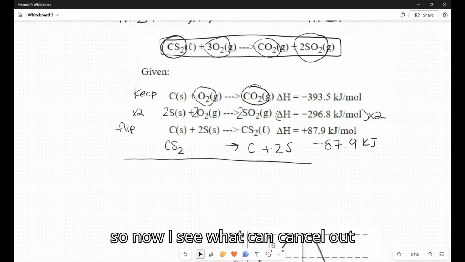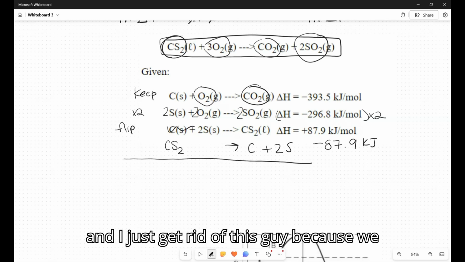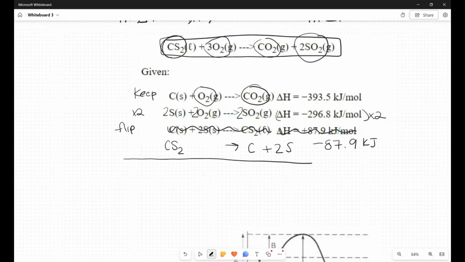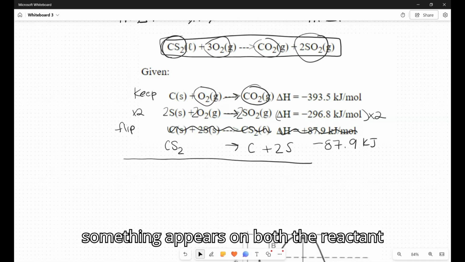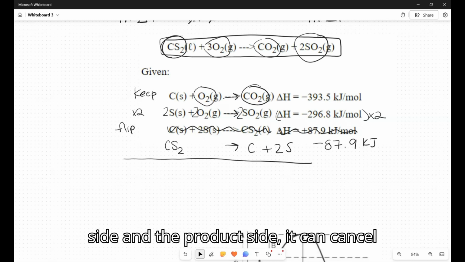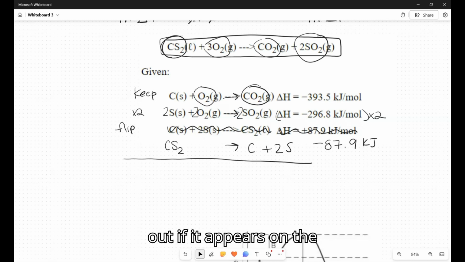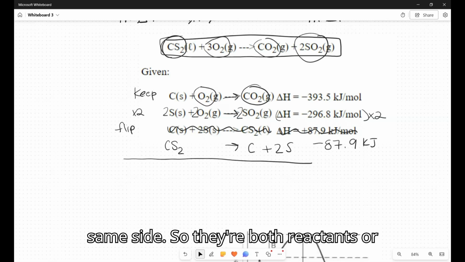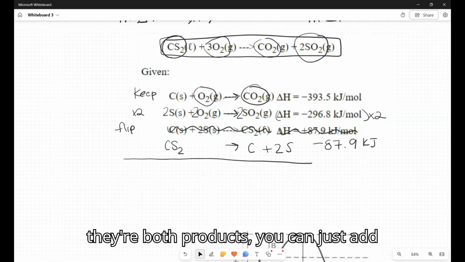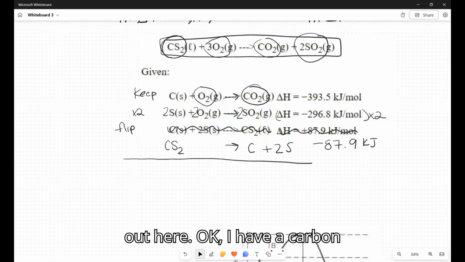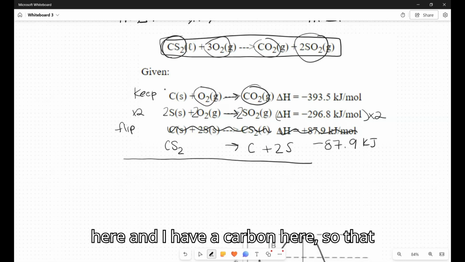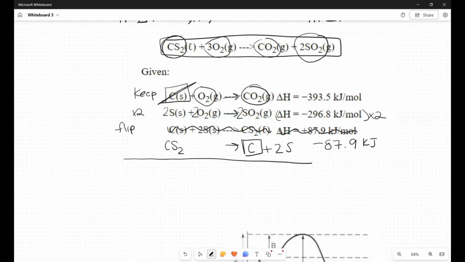Okay, so now I see what can cancel out. And I just get rid of this one because we already flipped it. So looking at the reactant side and the product side, if something appears on both the reactant side and the product side, it can cancel out. If it appears on the same side, so they're both reactants or they're both products, you can just add them up. Okay, so let's see what can cancel out here. I have a carbon here and I have a carbon here. So that is going to get canceled out.